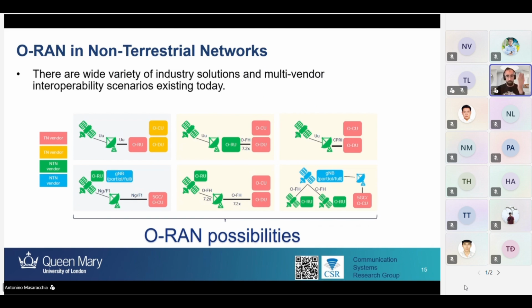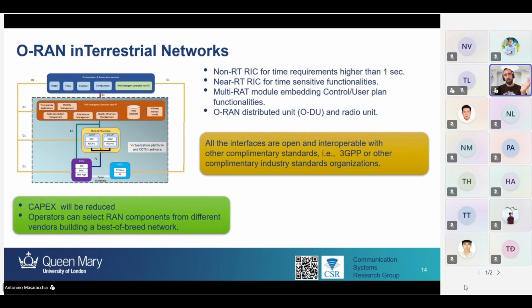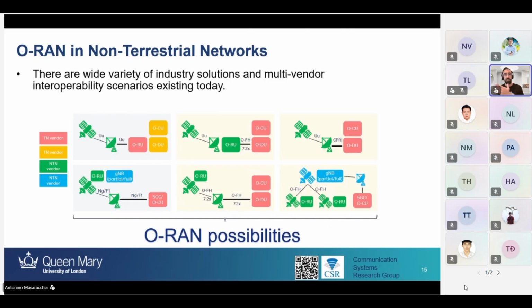And that was the architecture for the terrestrial network, and the same thing is happening for the non-terrestrial network. Recently, the Alliance is exploring possibilities on how to embed openness and different architectures in order to guarantee the possibility to integrate the non-terrestrial network and terrestrial network in an open and intelligent approach.